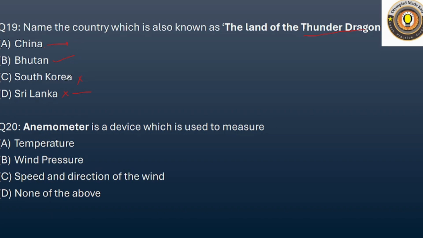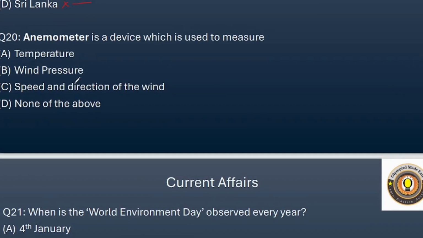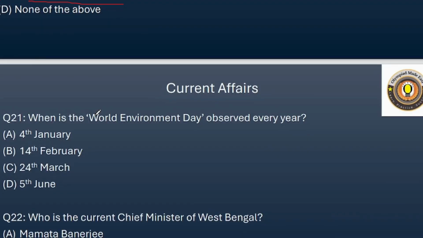Now moving on to the next question. The anemometer is a device used to measure what? Temperature? No, to measure temperature it is the thermometer. Wind pressure? No, the barometer is used to measure pressure. Speed and direction of the wind? Yes, this is your answer. Fine. So we have completed 20 questions on general awareness.